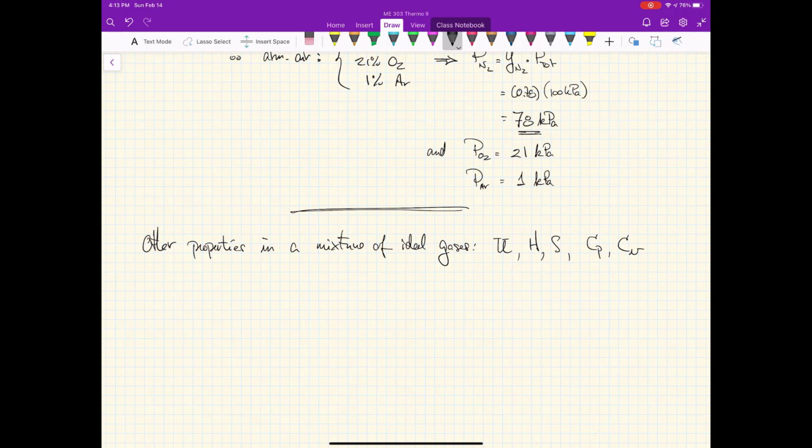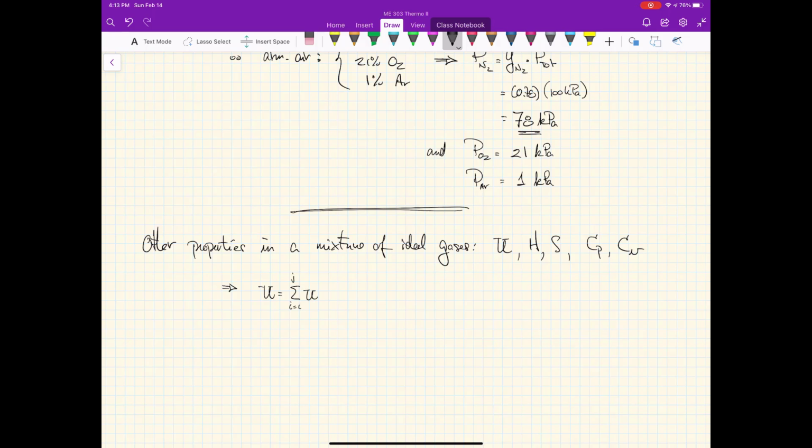Similarly, for O2, I think it's quite clear that you can expect its contribution to the total pressure to be 21 kilopascal, whereas for argon, its contribution is going to be 1 kilopascal within the container. So that's how we would use Dalton's law to figure out the individual pressures for a mixture of ideal gases.